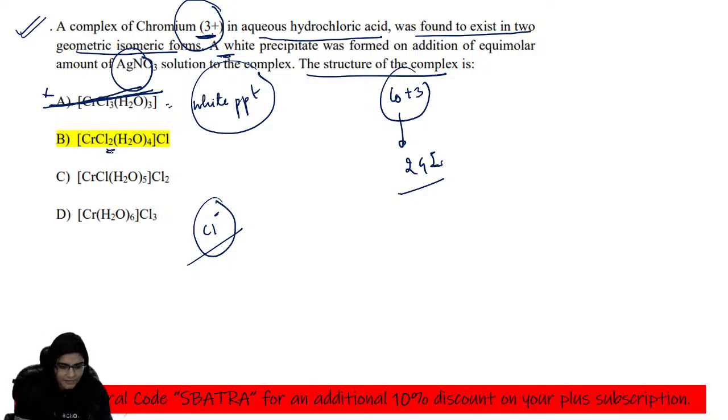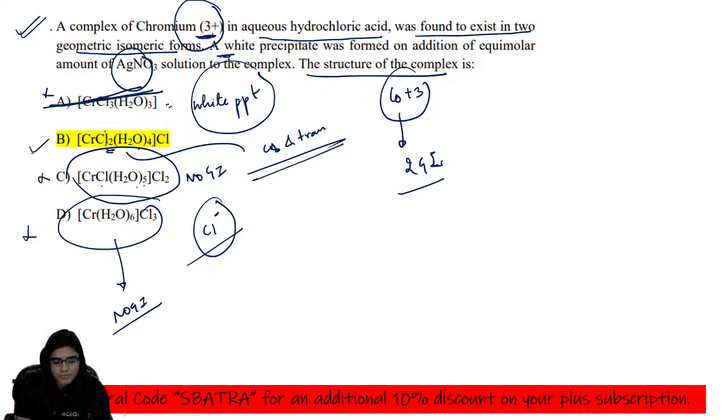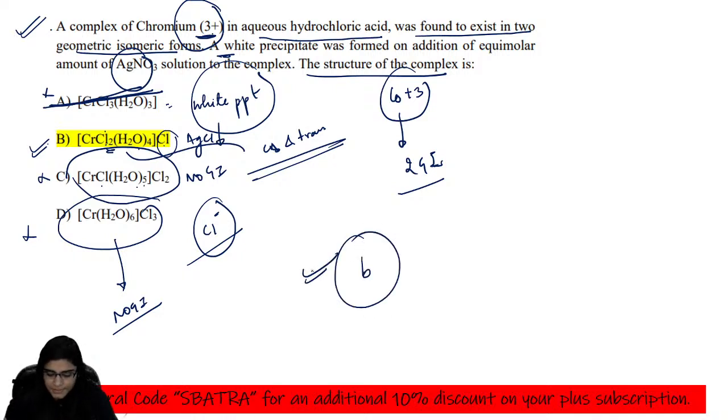Over here you have 2 Cl and 4 H2O, so cis and trans is possible. Over here no geometrical isomerism is possible, because you have 5 H2O and 1 Cl, and over here also there is no geometrical isomerism. So geometrical isomerism is not possible in option D, and it's not possible in option C. It is only possible in option B, with 1 mole of Cl minus, that will give you AgCl precipitate. So the correct answer over here would be option B.